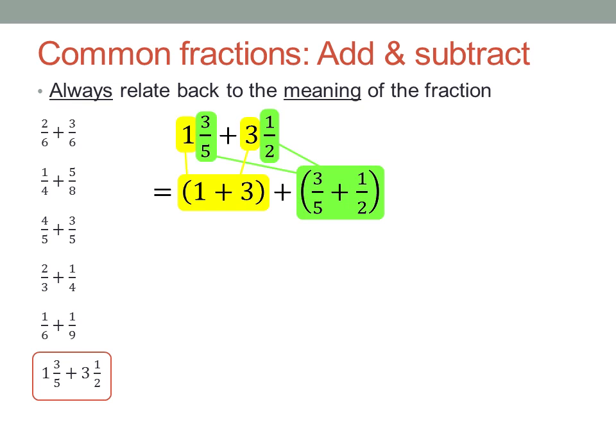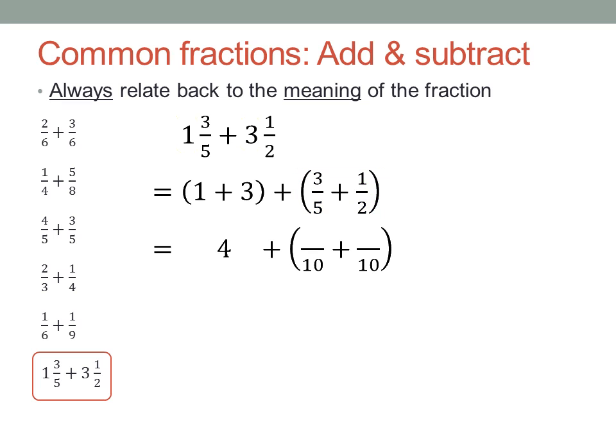Let me show you what I mean. First, let's try just using the mixed numbers. 1 and 3 make 4. Then we have 3/5 and 1/2. Well, what's the lowest common denominator? What's the smallest number that both 5 and 2 divide into? It's 10.